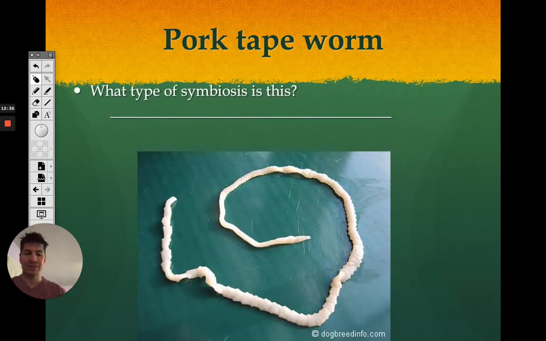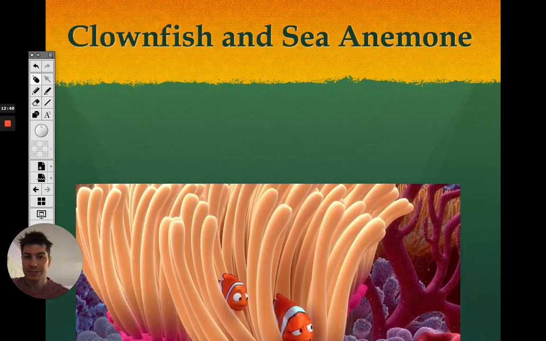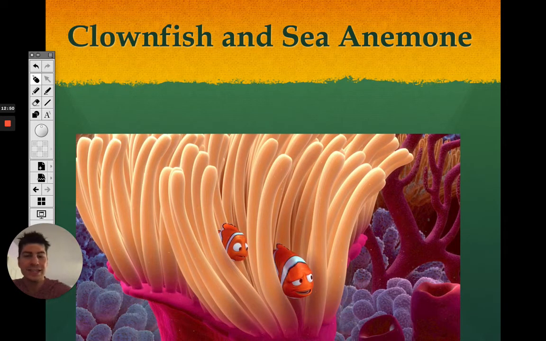Tapeworms. Obviously, this is parasitism. If you have a tapeworm in you, it's going to eat the food that you're ingesting. So you will lack some of the nutrients. And the tapeworm is going to eat all of that. Kind of gross.